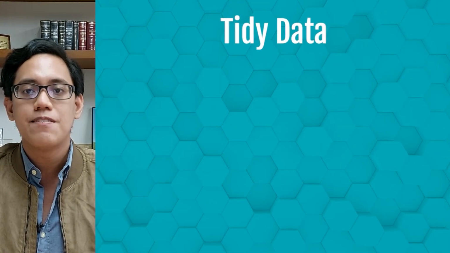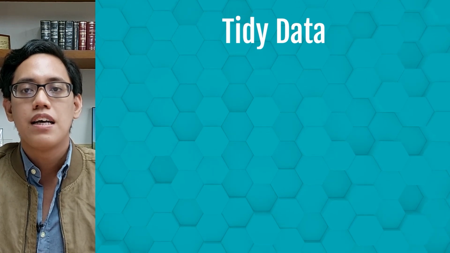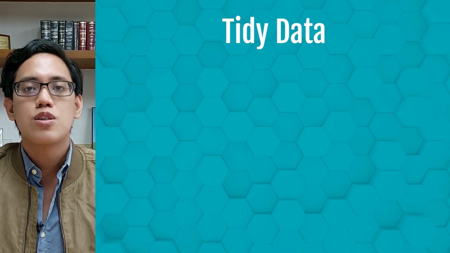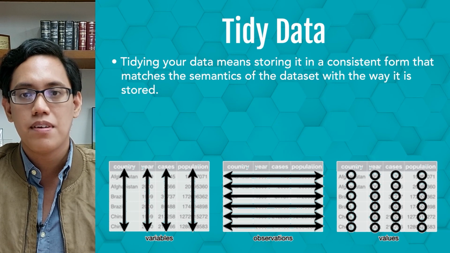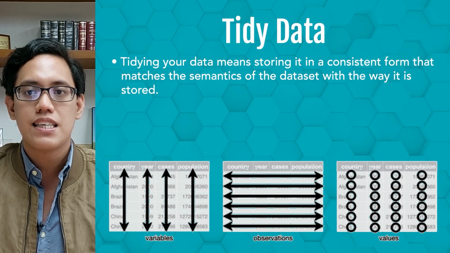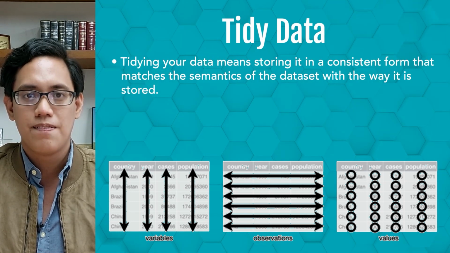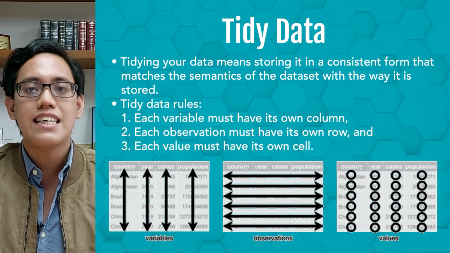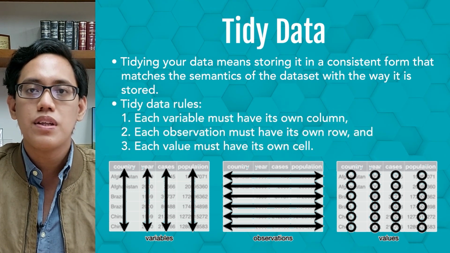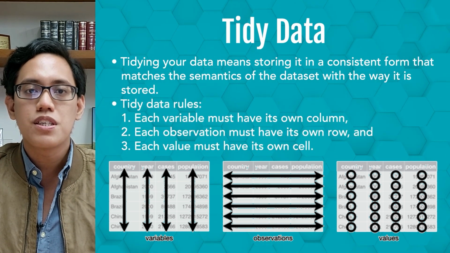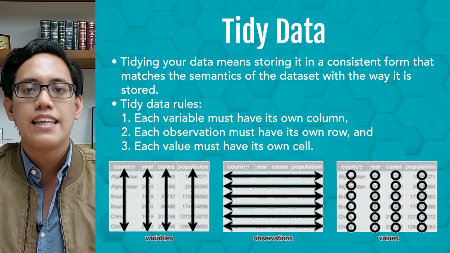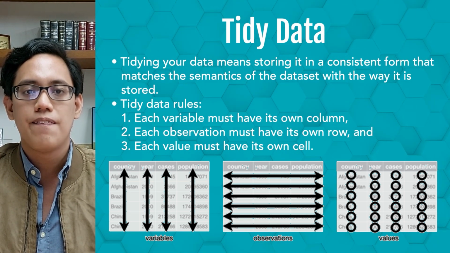So what does it mean for data to be tidy? According to Hadley Wickham, the concept of tidy data means storing data in a consistent form that matches the semantics of the dataset with the way that it is stored. In brief, when your data is tidy, each variable will have its own column, each observation must have its own row, and each value must have its own cell.